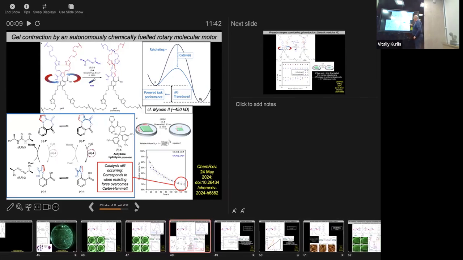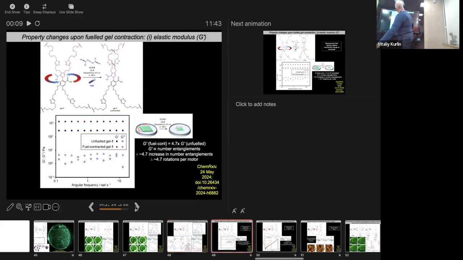When the gel has shrunk to 65 or 70% of its original size, the catalysis still continues, but it won't shrink anymore because you've reached the stall force of the motor. We can understand what that actually means in terms of the conformational process. It means that the rotation of the motor is no longer directional at that point, because the untwisting force of the strands is sufficient to stop the twisting process being favored over the untwisting one. So we have an understanding of what the stall force of these motors is.